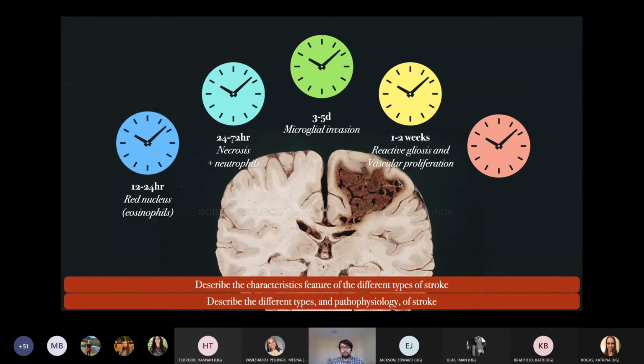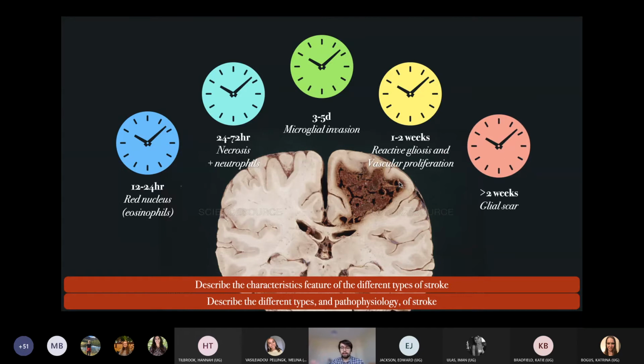And then what you actually have is a period called reactive gliosis. That's where the glial cells cause inflammation and arteries proliferate into the structure. So you get a secondary appearance of red because there are so many capillaries being formed and little localized bleeding there.